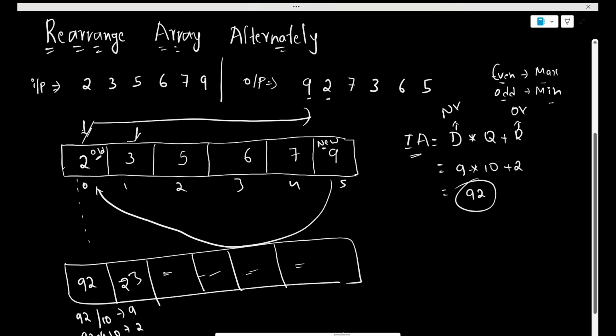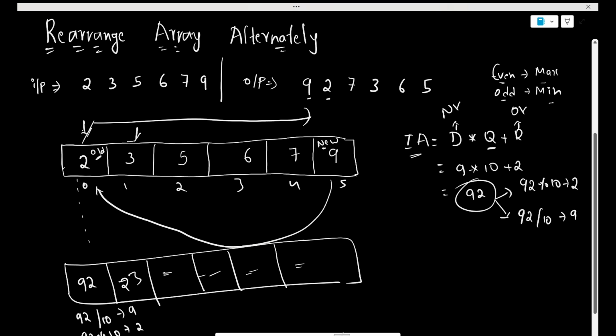And if you want the first old value, we just do percentile with 10 and we will get 2. If we want the answer, then what will we do? 92 divided by 10, so we will get 9. So by following this approach, we are not losing the old value 2. That's it.